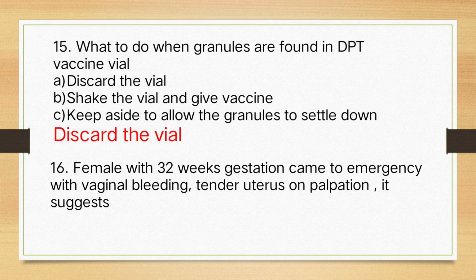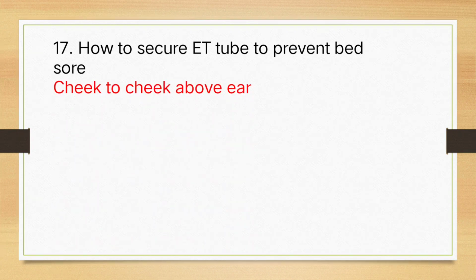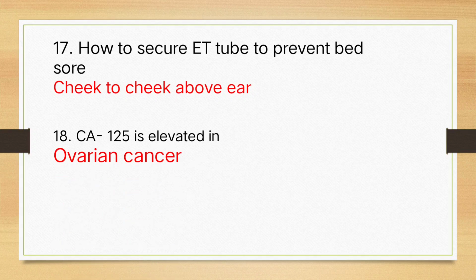Next one, a female with 32 weeks gestation came to emergency with vaginal bleeding and a tender uterus on palpation. What does it suggest? It suggests placental abruption. How to secure an ET tube to prevent bedsore? The answer is cheek to cheek above the ear.